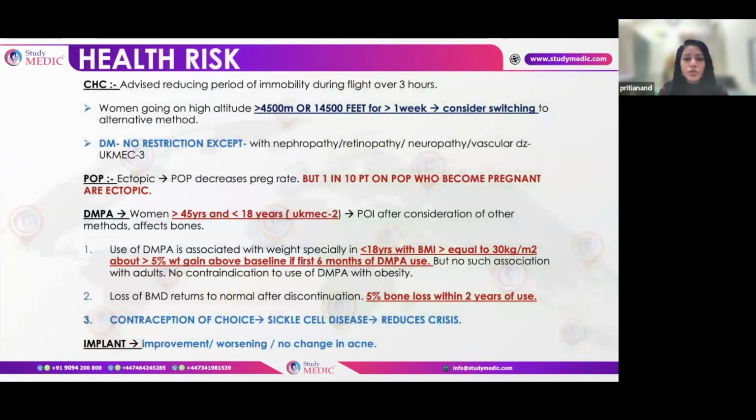Any patient who is very young and obese, that is less than 18 with a BMI of more than 30, is at risk of weight gain with DMPA. Also, any patient who is less than 18 or more than 45 years has increased chances of bone loss. So DMPA, as far as possible, should be avoided.